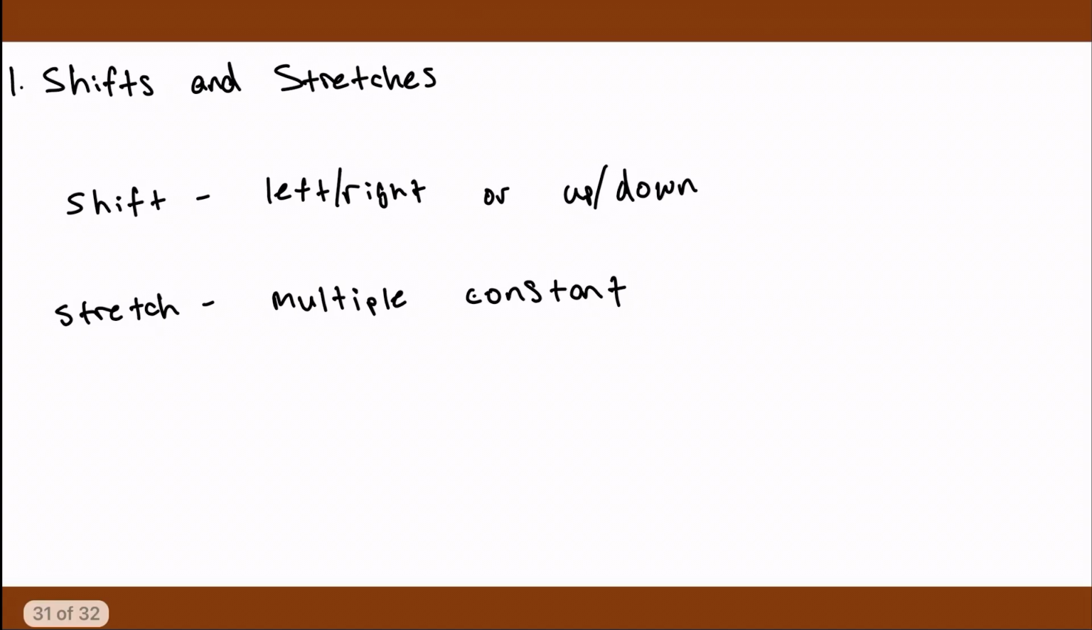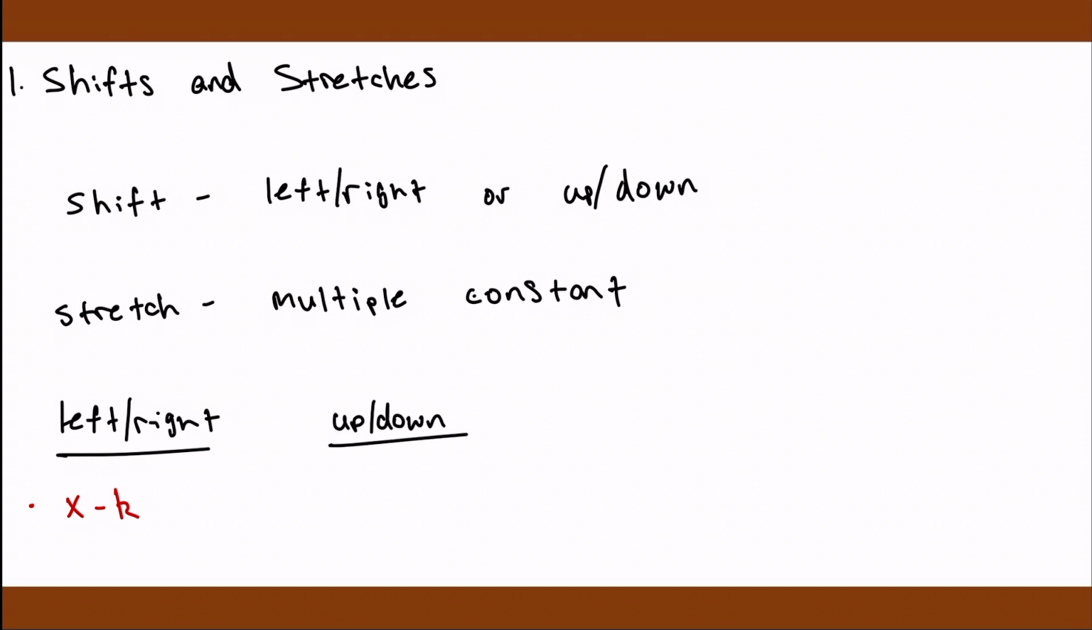So if I want to shift left or right, we are going to replace x with x minus k. And this will shift it k units. But remember, if you want to shift it to the left, it is going to be plus k. That's the nature of it. And the same thing for up, down. If I want it to go up, wherever I see a y or an f of x, I'm going to simply say y minus k. And I'll show you what I mean in a minute here.